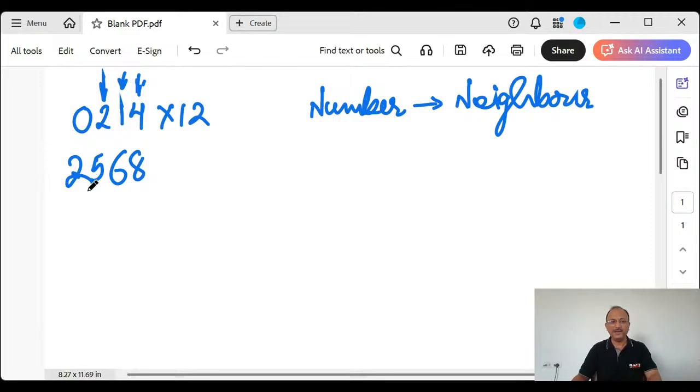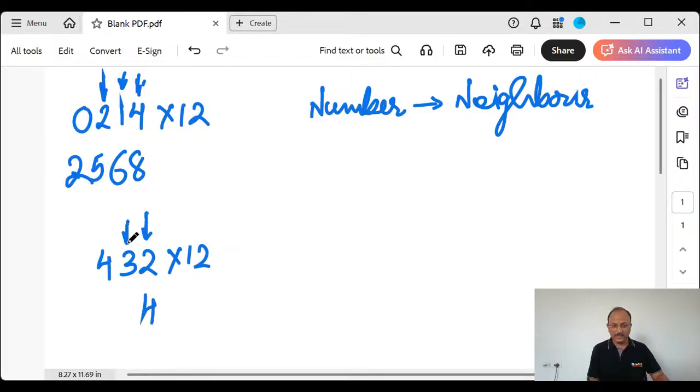Very simple. Let me give you one more example. Suppose you want to make 432 into 12. First, what do we do? Double this. It is 4. There is no neighbor, so I'll write 4 as it is. Now, double of 3 is 6, plus 2 is 8. Double the 4, you get 8. 8 plus 3 is 11.